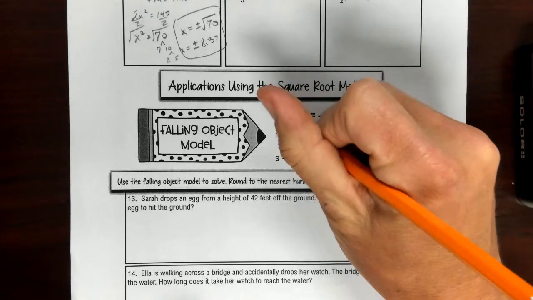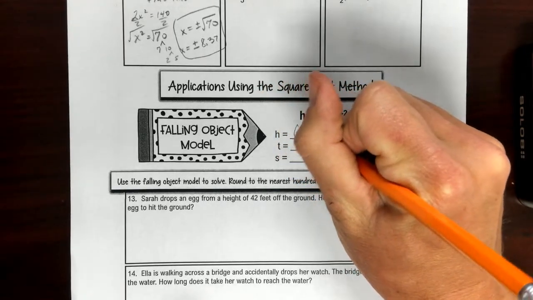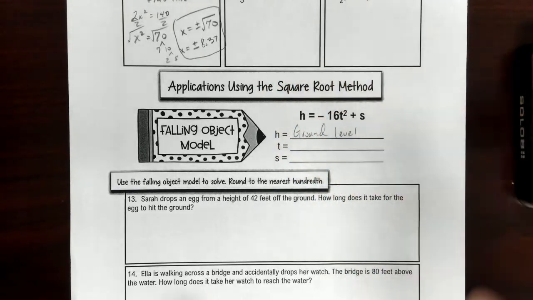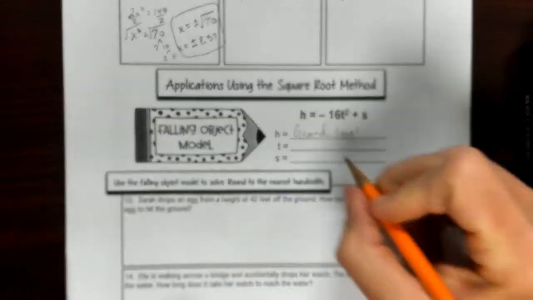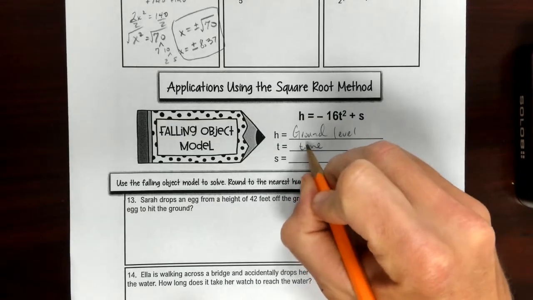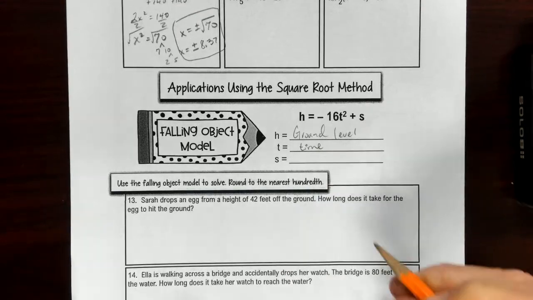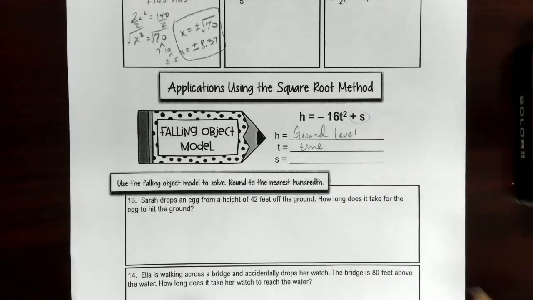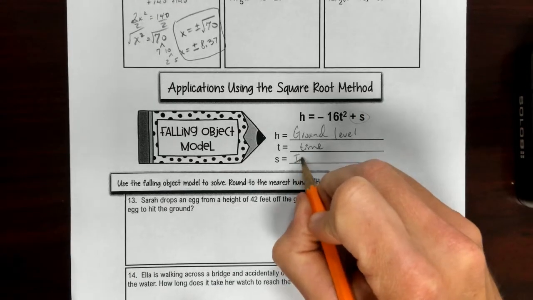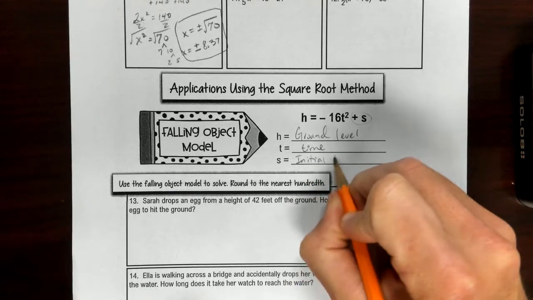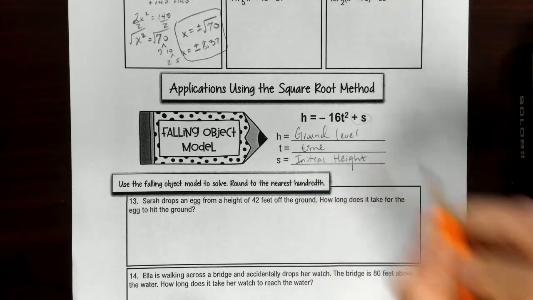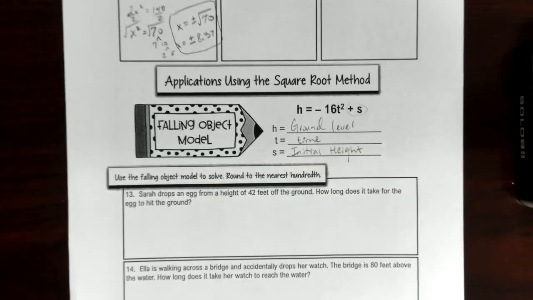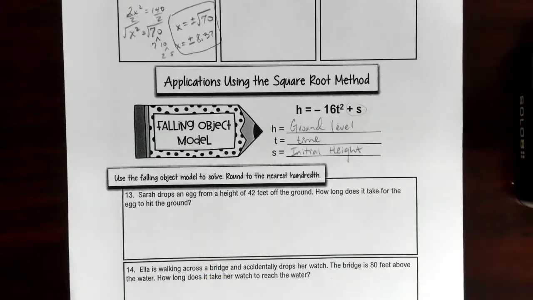H is ground level. T is obviously time, right? T stands for time. H stands for height. Okay, and then s is going to be your initial height or your starting height. So if a rock is dropped 30 feet above the ground, my initial height would be s.